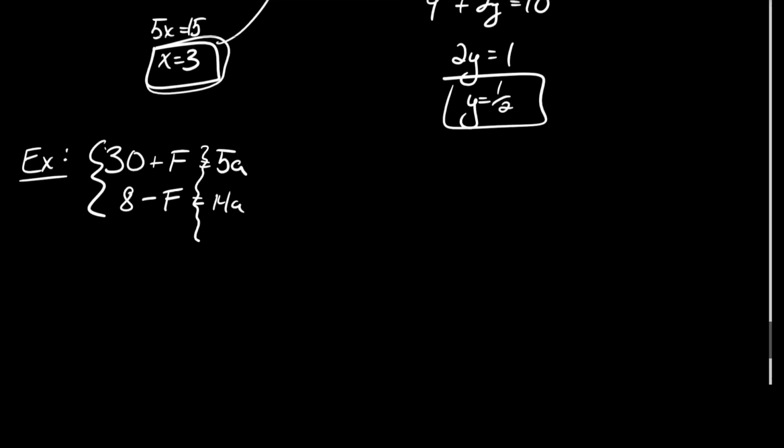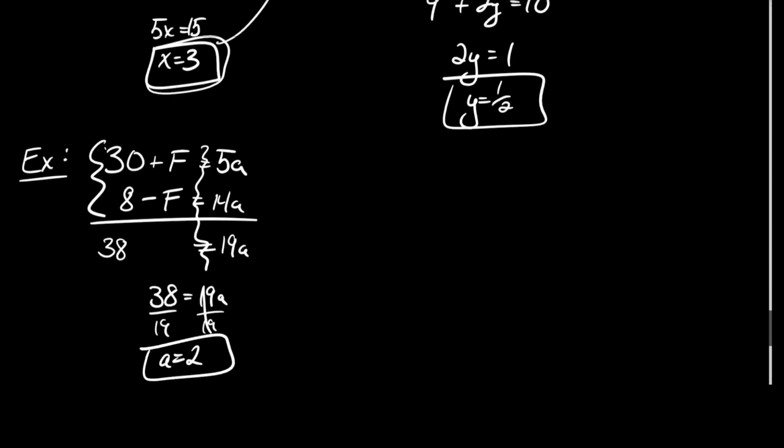So we're going to do step 1. We'll add up on both sides. 30 plus 8 is 38. F plus minus f cancels out to 0. And on the right, we have 5 plus 14 gives us 19a. So our equation is 38 equals 19a. And we can divide both sides by 19. And I think this is 2. Yes. Okay, so a equals 2 is our result.